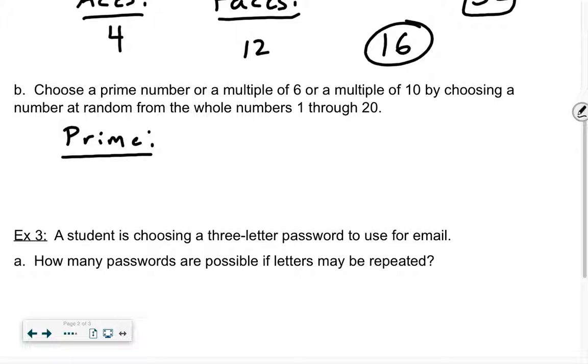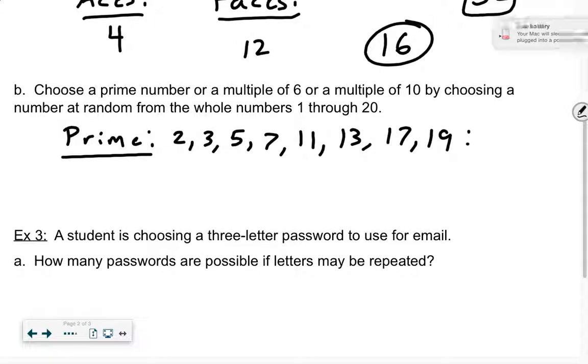1 is not considered prime or composite, so we have the number 2. We have the number 3. 4 is not prime. 5 is prime. 6 is not. 7 is prime. 8 is not. 9 is not. 10 is not. And then, to speed things up a little bit, we have 11, 13, 17, and 19. So as we add these up, notice we have 8 of them. So in terms of getting a prime number between the numbers 1 and 20, we have 8 of them.